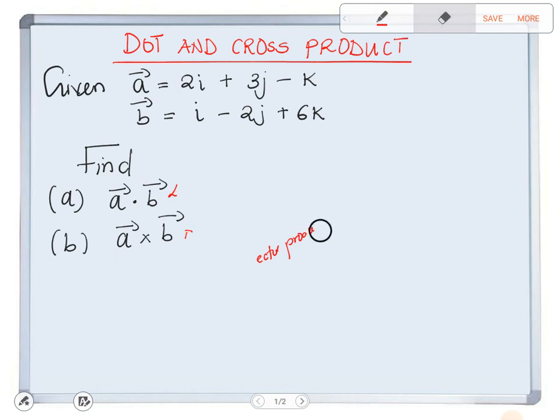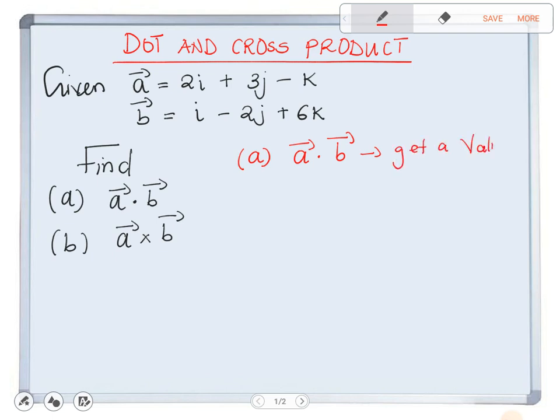So let's go and work them out. Starting with A dot B. This is a dot product, so you are going to get a value. That's what you need to know about a dot product. You are going to get a value. So you are going to multiply these vectors component by component, then you add them. That's all.